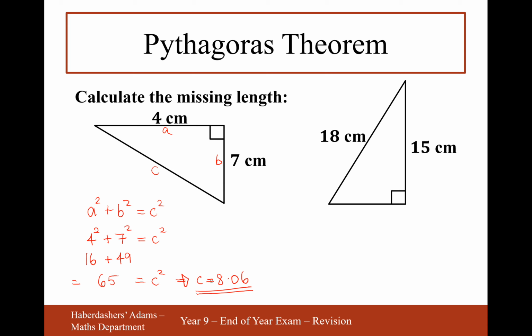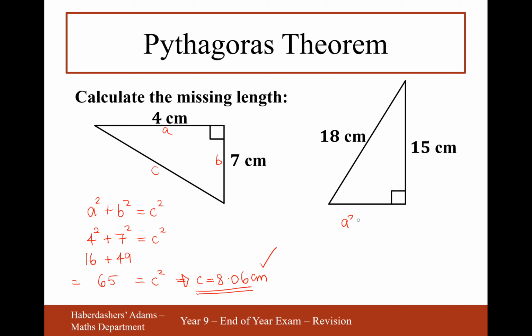And I'll just do a little check that that is the longest side on the triangle. 8.06 is longer than 4 and 7. This diagram is not drawn very well to scale, is it? You should put a 4 on that side, 7 on that side. But anyway, it's 8.06 centimetres. And then move on to this second question here.